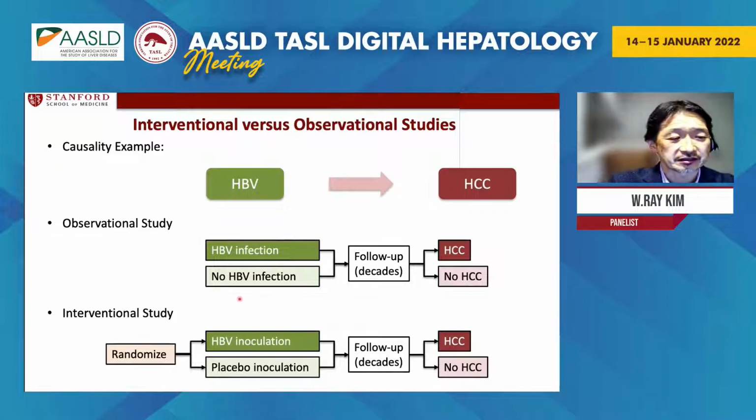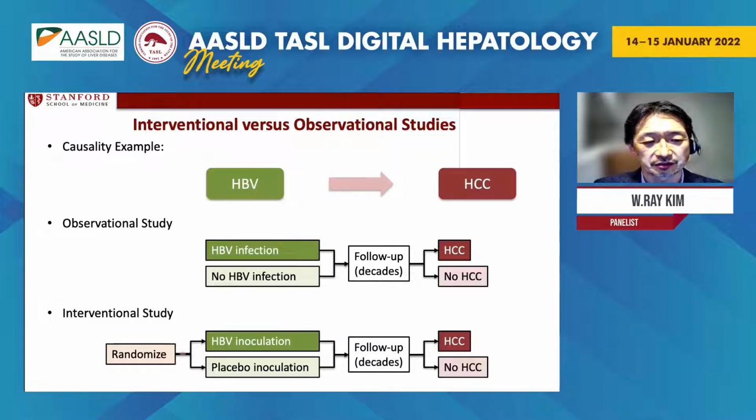An interventional study, you actually intervene to control the exposure, and typically would be a randomized control trial where you give hepatitis B in a group of patients and placebo in another group of patients and see who develops HCC. That's obviously very questionable study design, but in concept, that would be an interventional study.